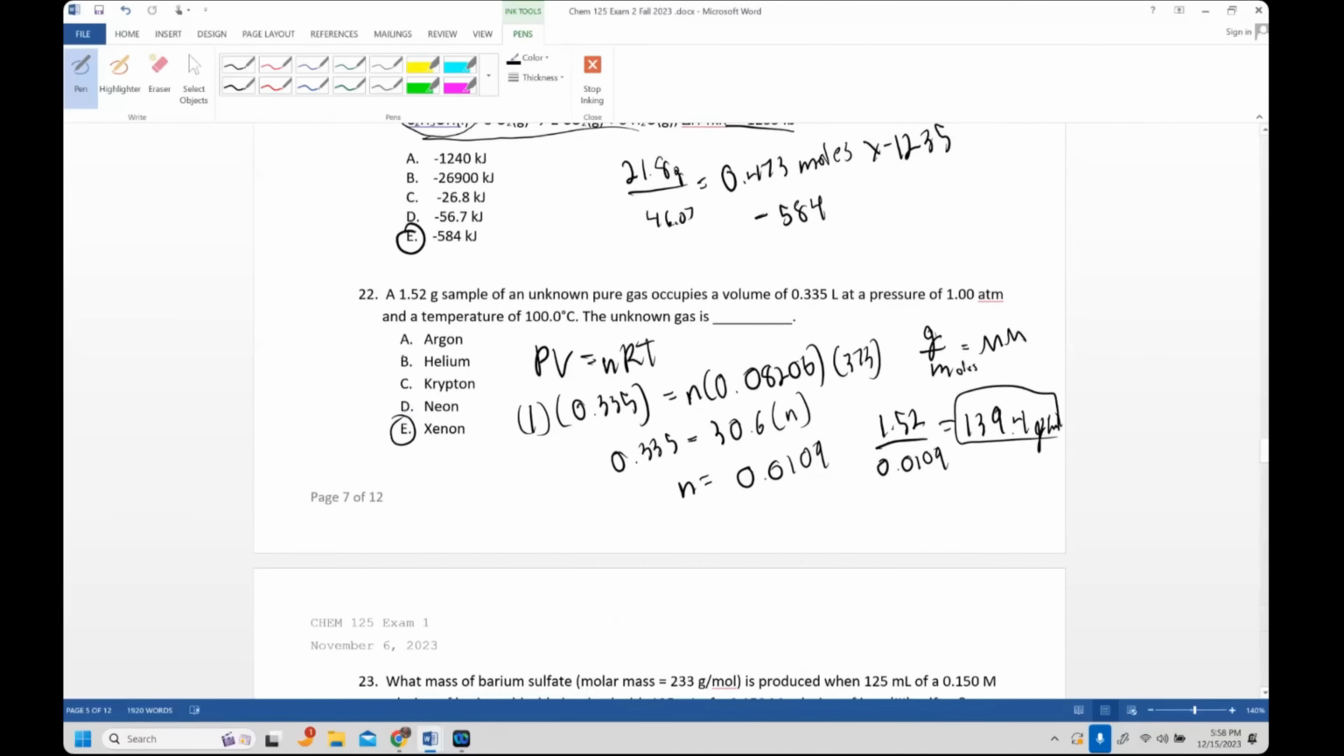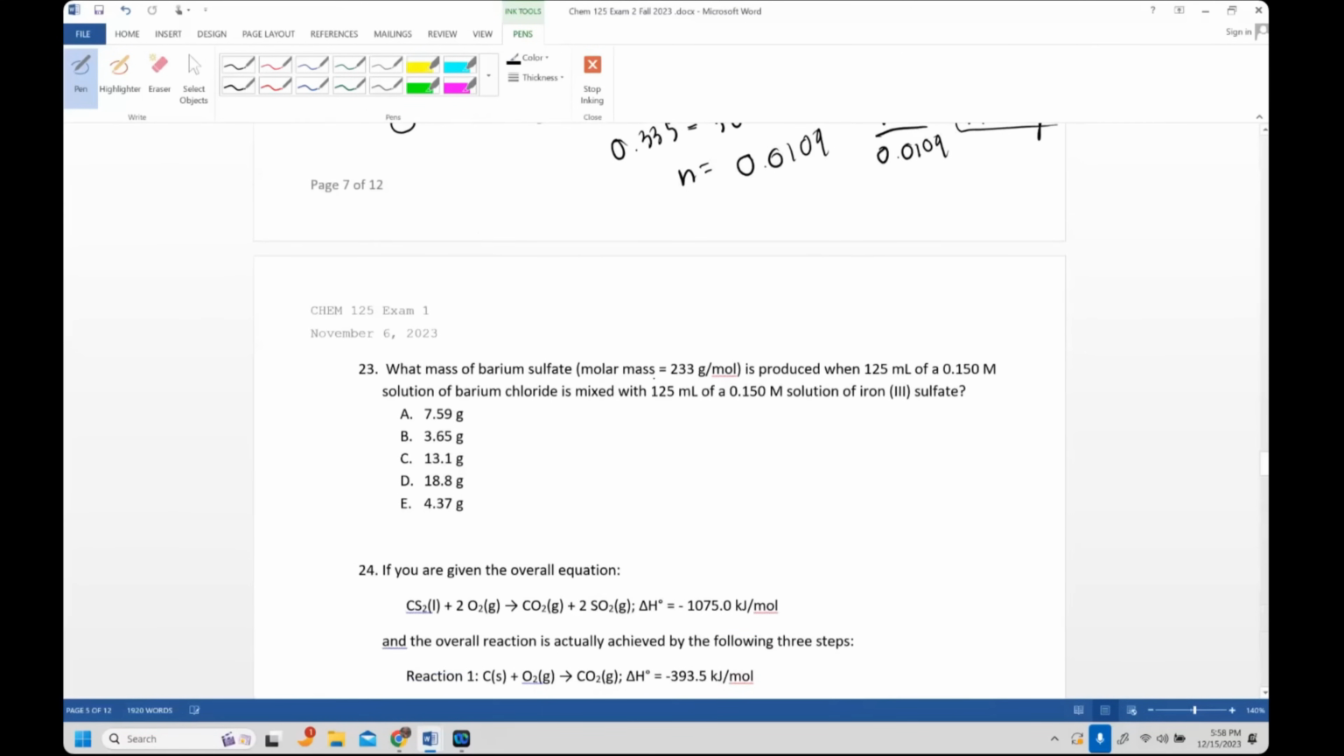Okay. Next, number 23. What is the mass of barium sulfate with a molar mass of 233 is produced when this much of barium chloride is mixed with this much of iron sulfate? All right. So there's a lot going on here. Let's write the equation first. If we're being asked for how much is produced when we add this and it makes this, write a reaction. That helps you the best.